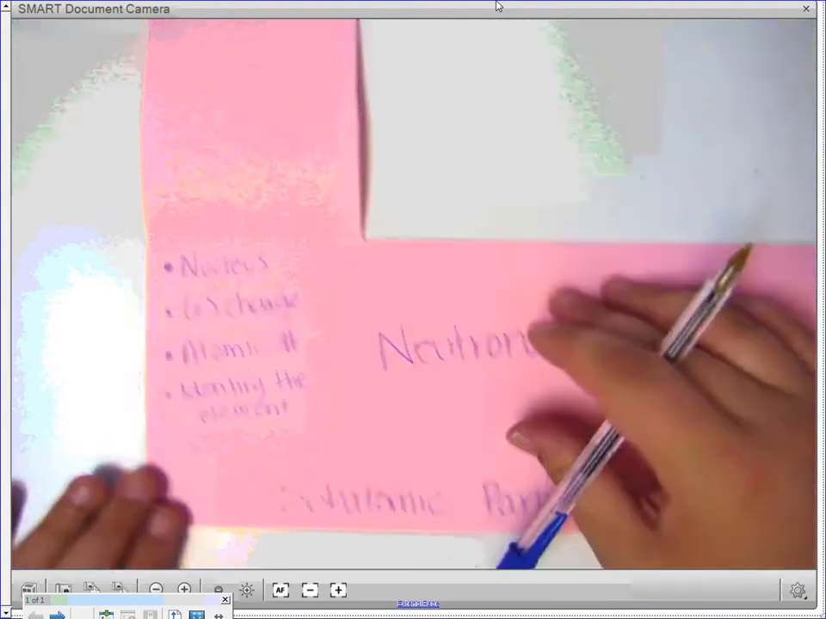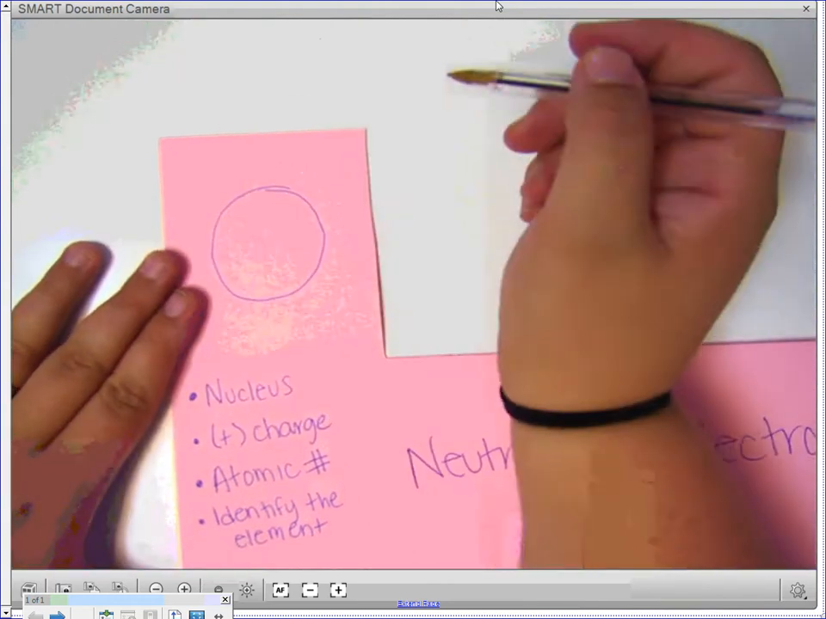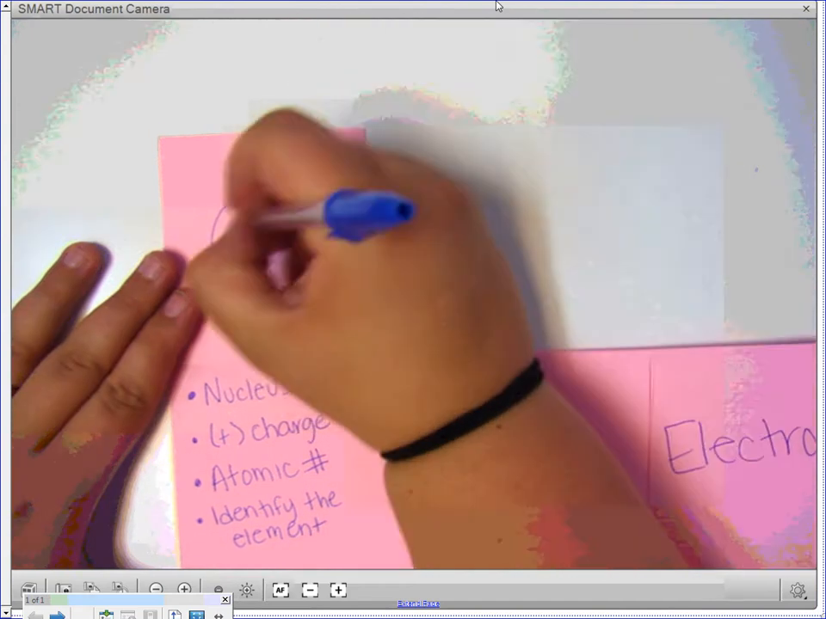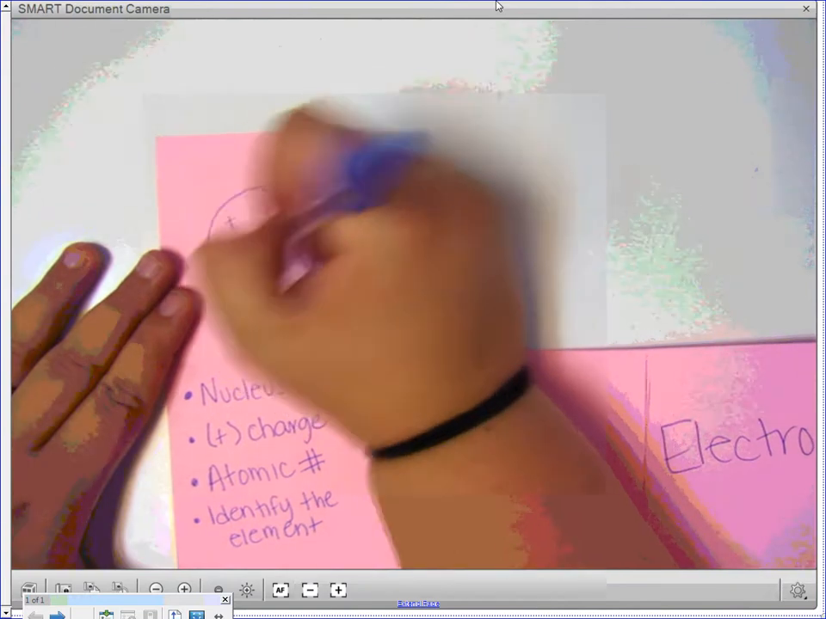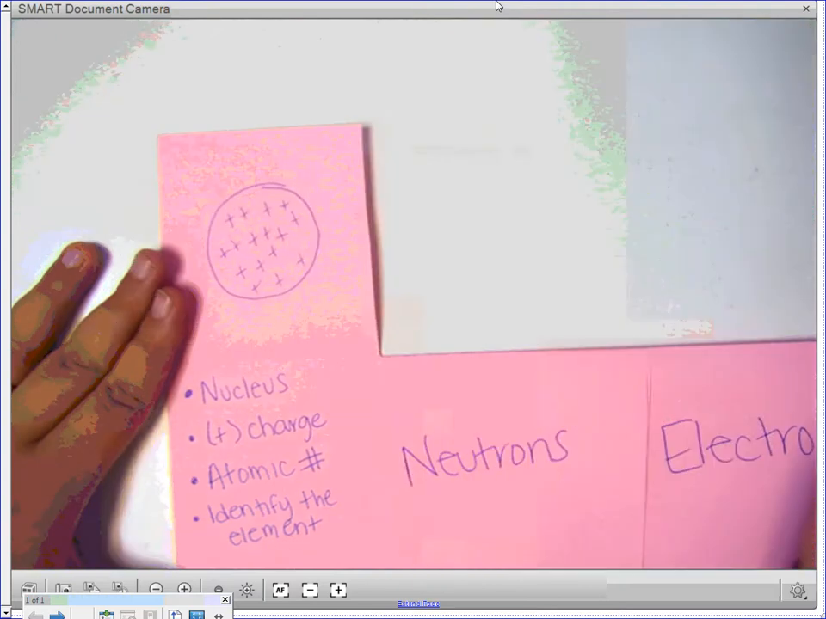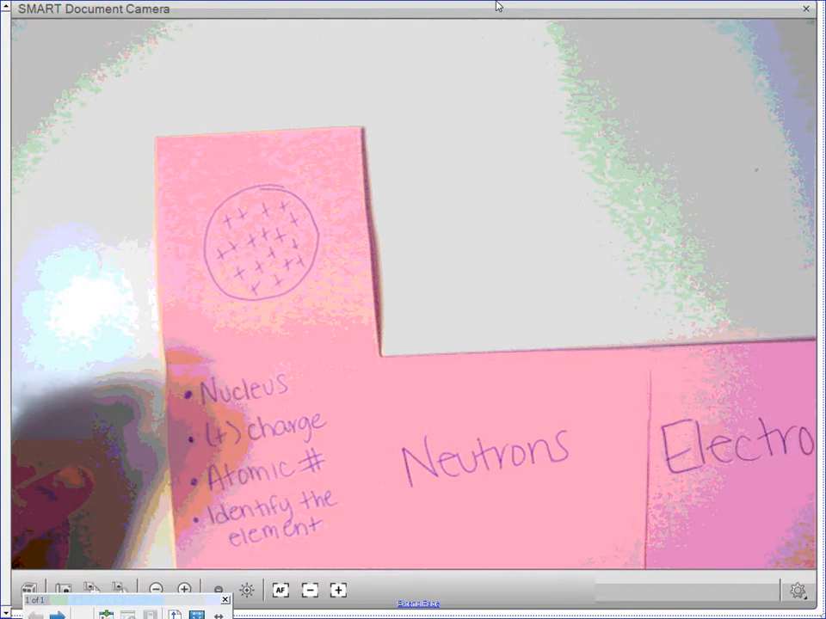So on the top, we're going to draw our makeshift nucleus. That's a pretty good circle. And protons are found in the nucleus, so we're just going to put a lot of plus signs because protons are found inside our nucleus. Okay? Now moving on to neutrons.